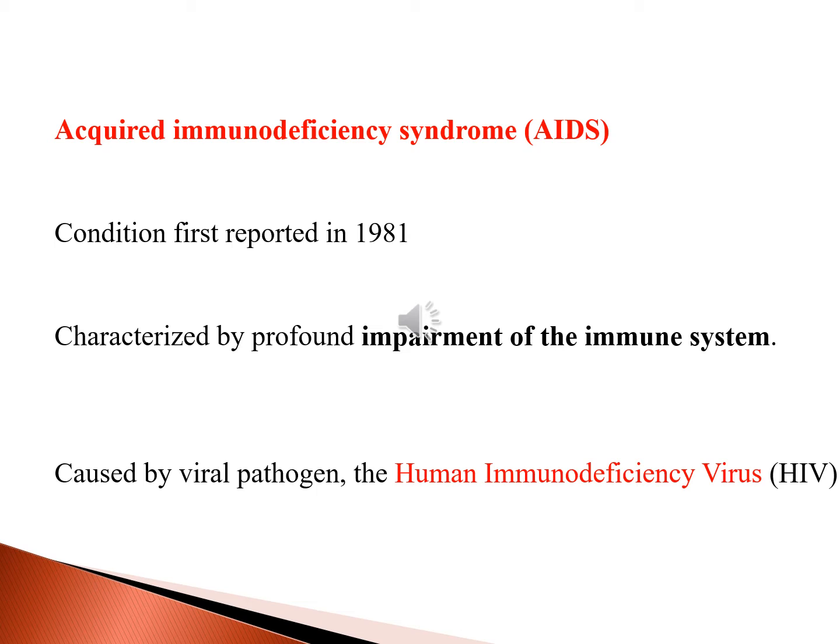So AIDS, or the acquired immunodeficiency syndrome, the condition which was first reported in 1981, is characterized by impairment of the immune system, and it's caused by the virus human immunodeficiency virus. The name of the virus itself says that it leads to immunodeficiency in humans.